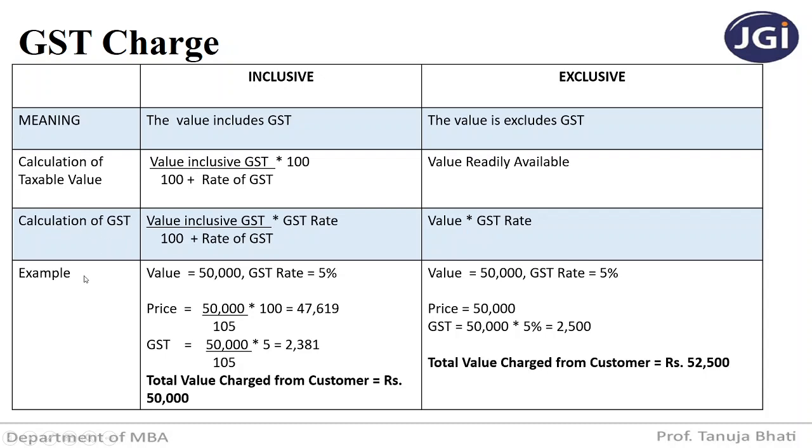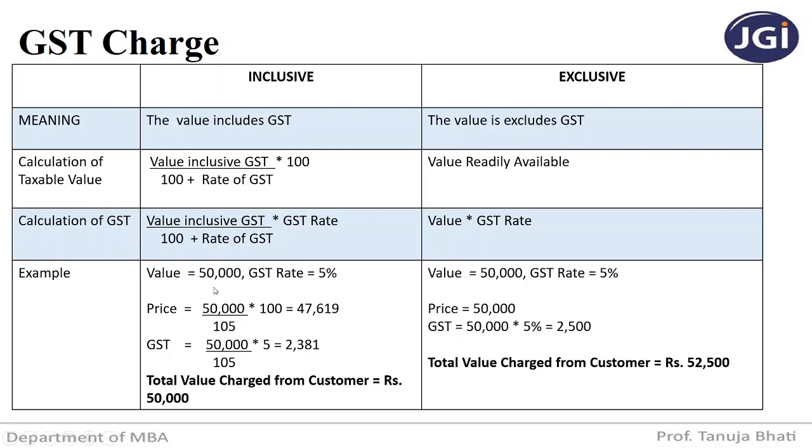So let us see an example to make this concept more clear. Suppose the value is 50,000 and it is inclusive of GST. Like this 50,000 has the basic price plus GST, and this 50,000 is the amount that you are going to collect from the customer. GST rate is 5%. Now you want to know what is the basic price, that is, what is the taxable value and what is the GST in this 50,000.